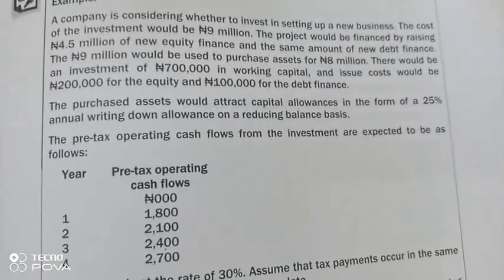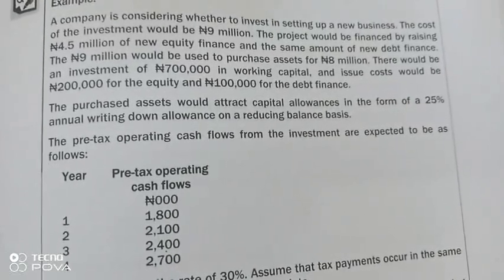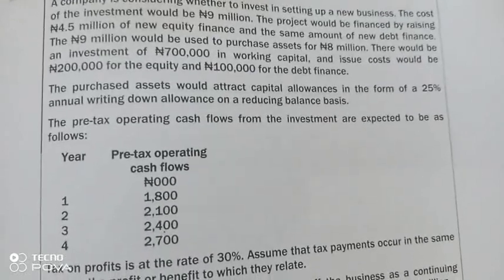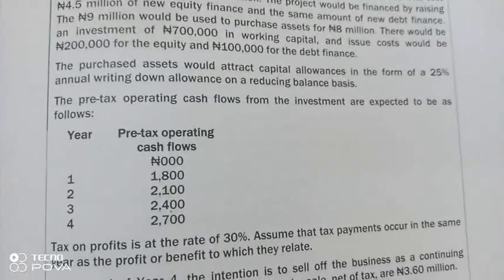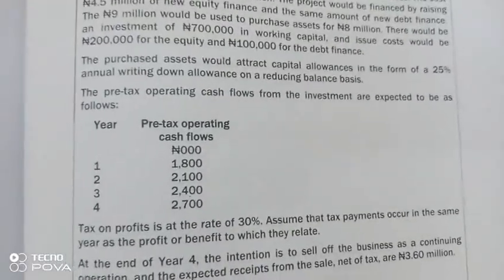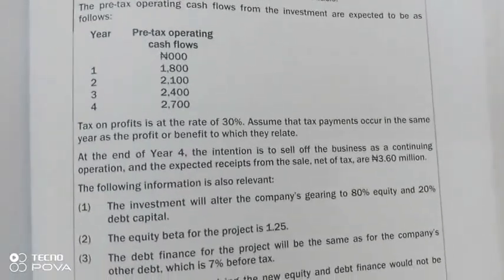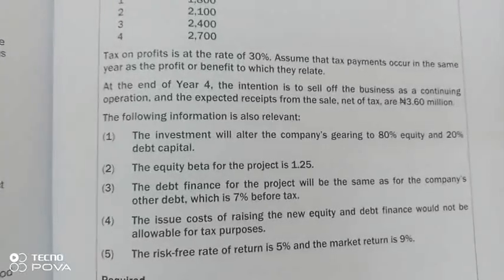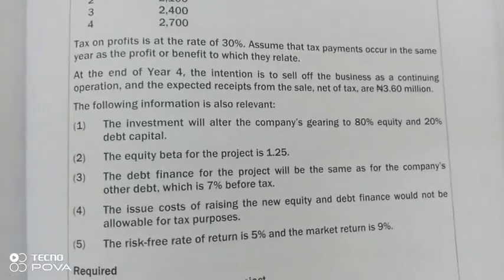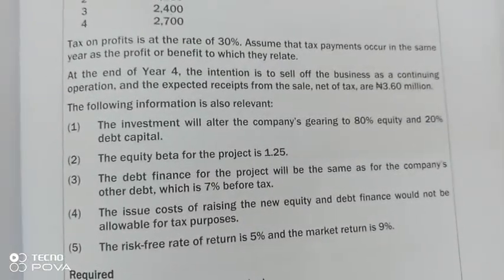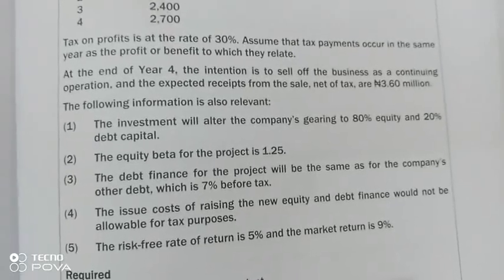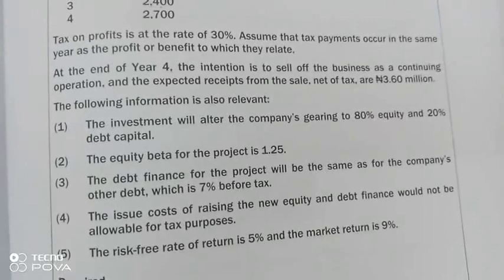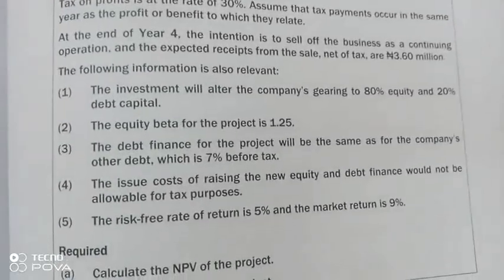Now, the purchased asset will attract capital allowance in the form of a 25% annual written down value on a reducing balance basis. The pre-tax operating cash flows from the investment are expected to be as follows: year 1, 2, 3, 4: 1.8 million, 2.1 million, 2.4 million, and 2.7 million. Tax on profit is at the rate of 30%. Assume that tax payments occur in the same year as the profit or benefit to which they relate. At the end of year 4, the intention is to sell off the business as a continued operation, and the expected receipts from the sale net of tax are 3.6 million naira.